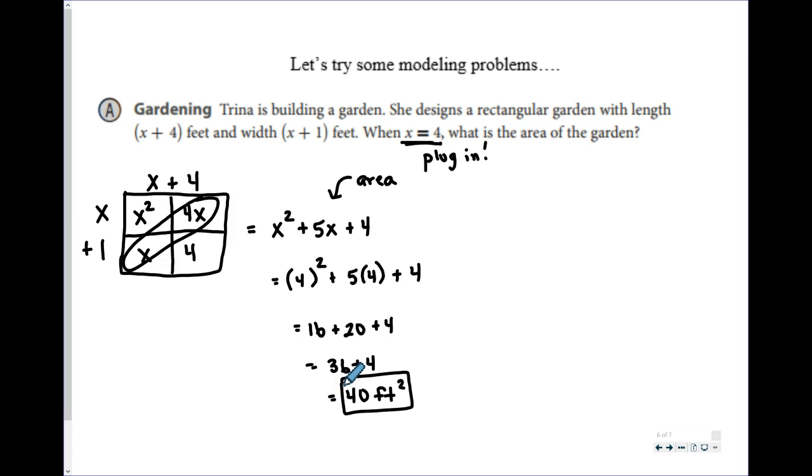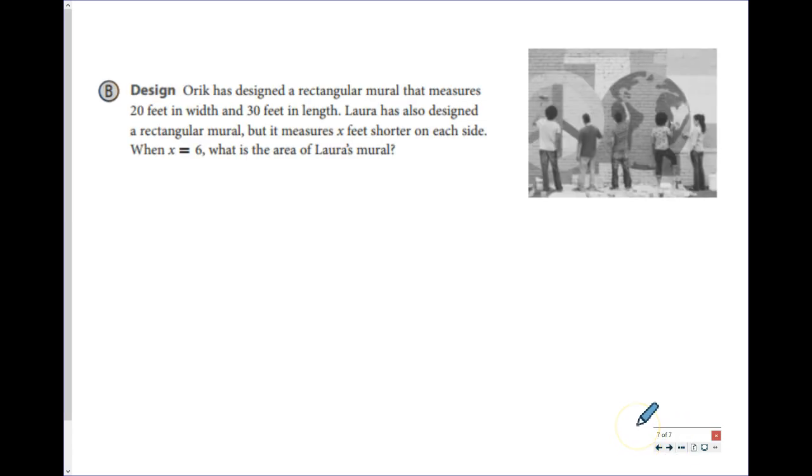Okay, so not so bad. We're just applying what we've learned to some context. Okay. The next one's a little bit trickier. Auric has designed a rectangular mural that measures 20 feet in width and 30 feet in length. Laura has also designed a mural, but it measures x feet shorter on each side.